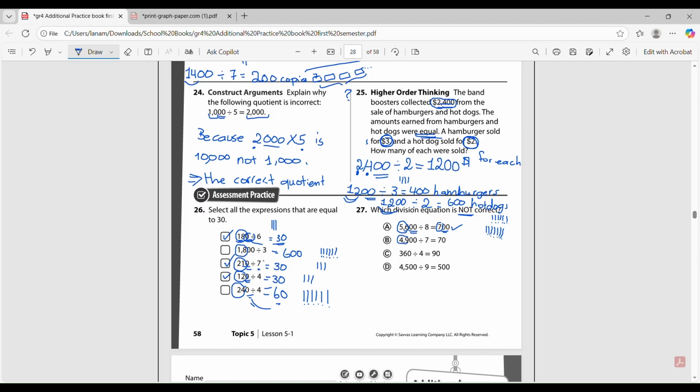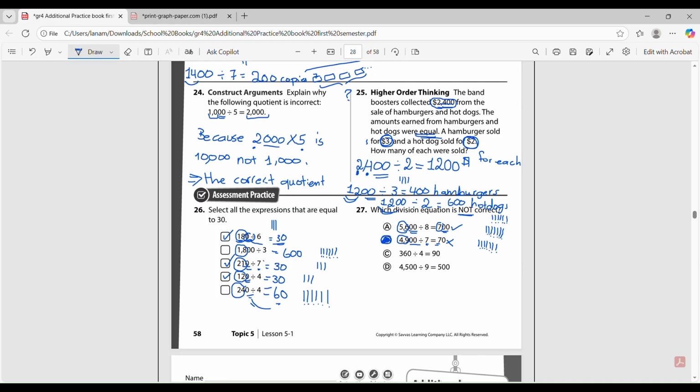Now, 4,900 divided by 7. I have 49 divided by 7. Let's skip count by 7: 7, 14, 21, 28, 35, 42, 49. 1, 2, 3, 4, 5, 6, 7. So yes, this is 7, and I have 2 zeros. Here I have only 1 zero, and there's no zero in the divisor. So this is wrong, because I need another 0. So this is incorrect. Let's double check by checking the other answers as well.